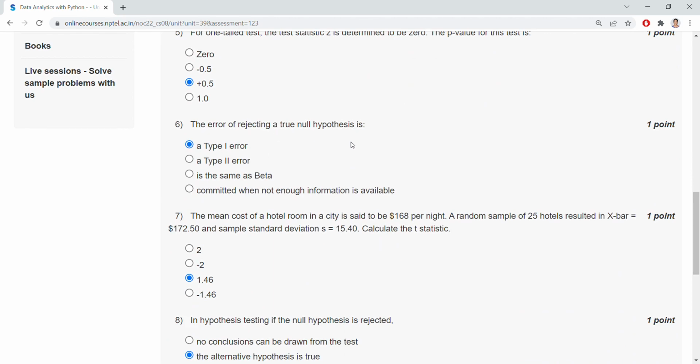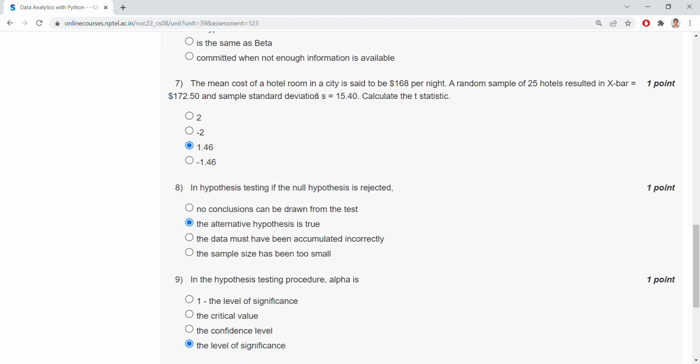The mean cost of hotel room in a city is said to be $168 per night. A random sample of 25 rooms resulted in X bar is equal to 172.50 and sample standard deviation S is equal to 15.40. Calculate the t statistics. This is 1.46.